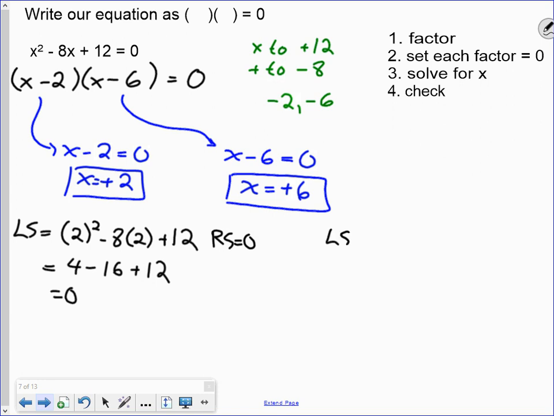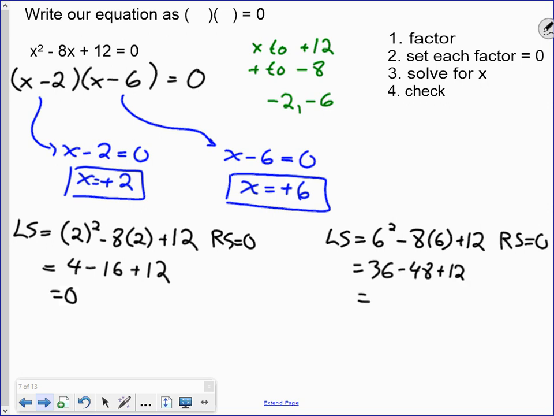My left side will be 6 squared minus 8 times 6 plus 12. Again, my right side is 0. So 36 minus 48 plus 12. Plugging this into my calculator, my left-hand side is equal to 0.